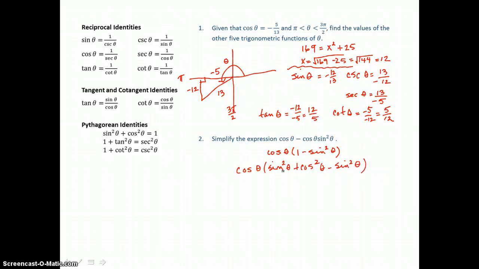And now inside parentheses I have a positive sine squared theta and a negative sine squared theta. They're going to sum to 0. So I'm just left with cosine theta times cosine squared theta, which is 3 factors of theta. So I'll write it as cosine cubed theta. And we've simplified it to one function.